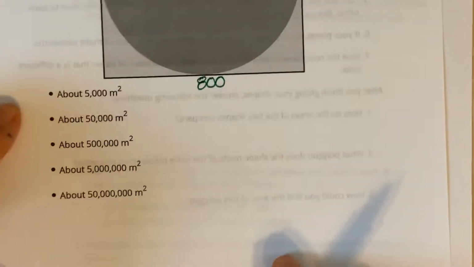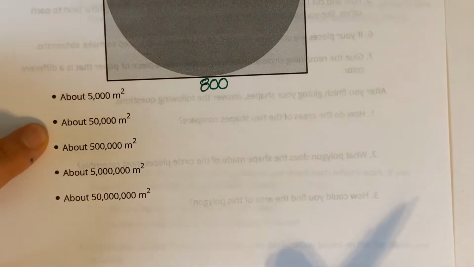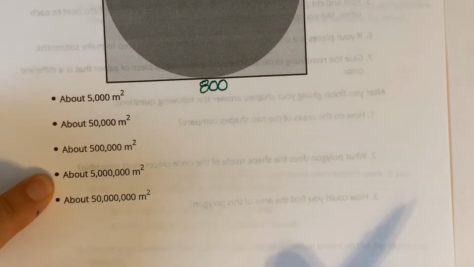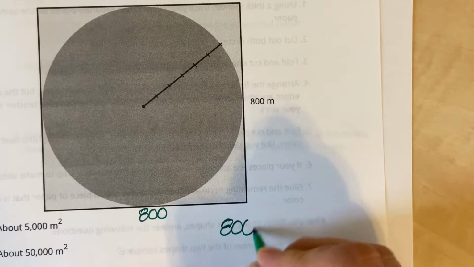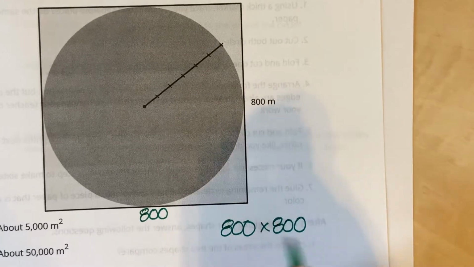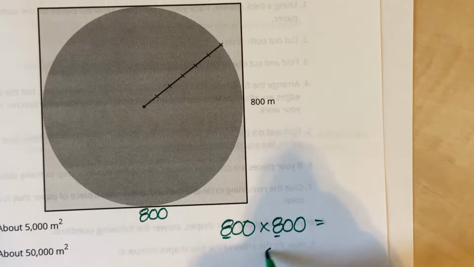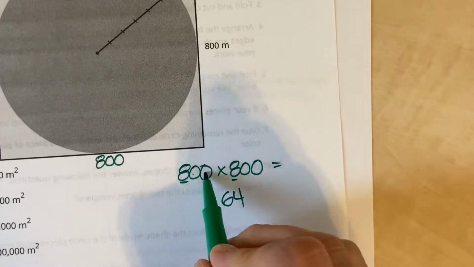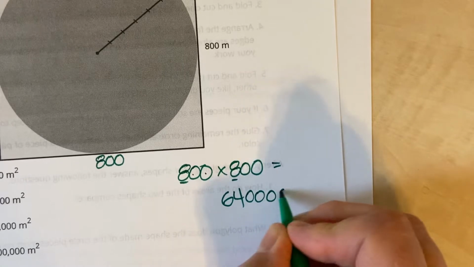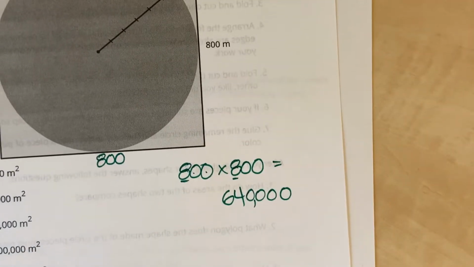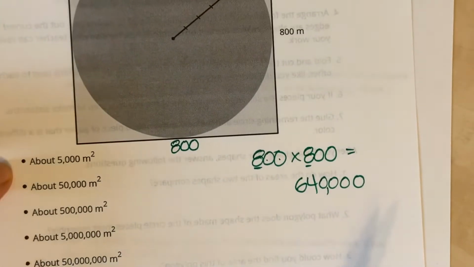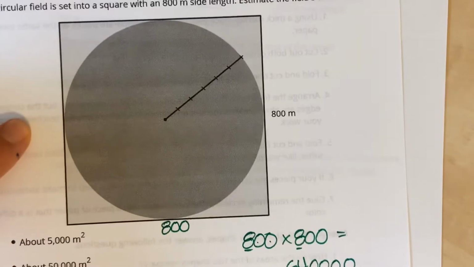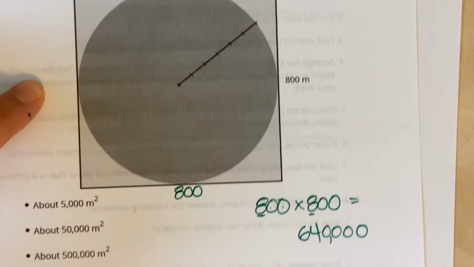So if these are my choices down here, 5,000, 50,000, 500,000, 5 million, 50 million, I can get in the right ballpark. So if I did 800 times 800, base times height, remember if you have zeros, you would just do 8 times 8 is 64. Okay, I have 1, 2, 3, 4 zeros, 1, 2, 3, 4 zeros. Okay, so the area of the square is 640,000. My choices would be, and I can see that the circle doesn't take up the whole square. Okay, it takes up a good chunk of it though.